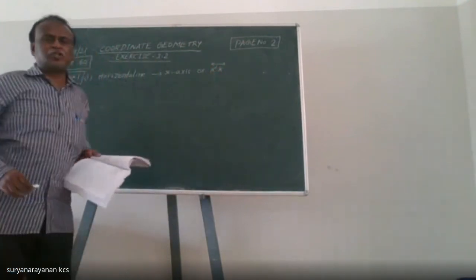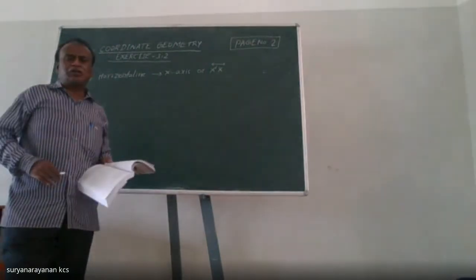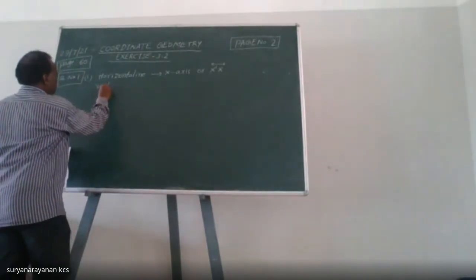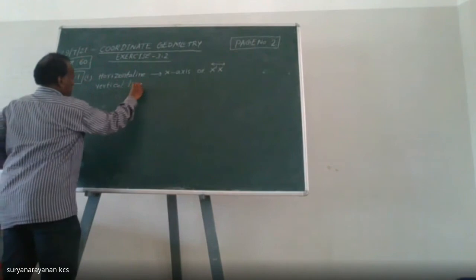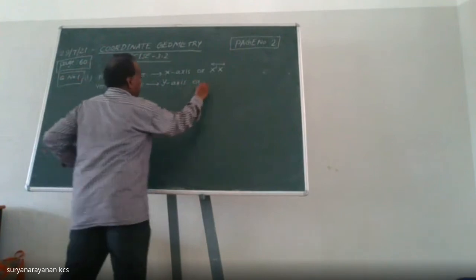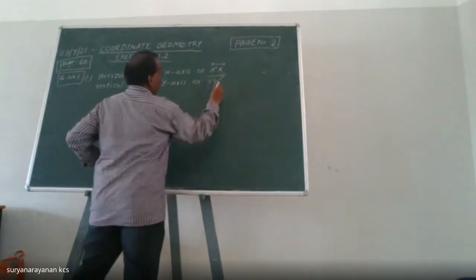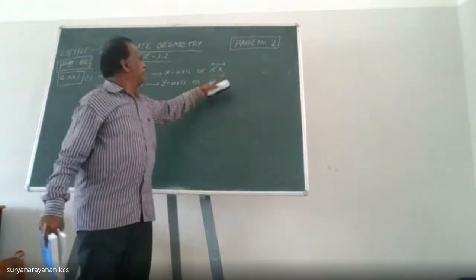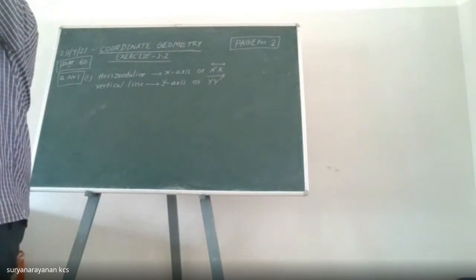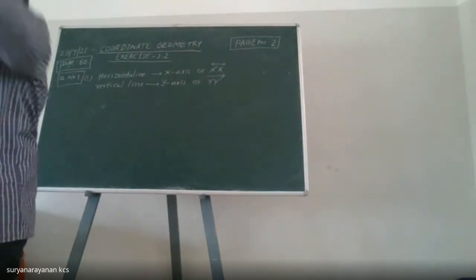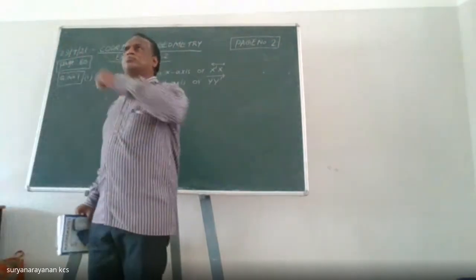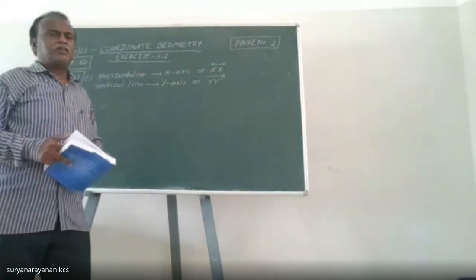You can write it like this also, x dash x. The horizontal line is called the x-axis or x dash x line. The vertical line is read as y dash y. This is read as x dash x, x dash x and y dash y.